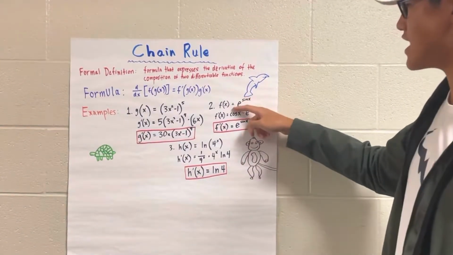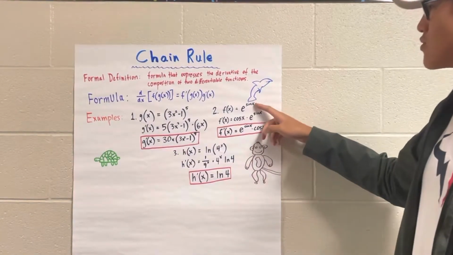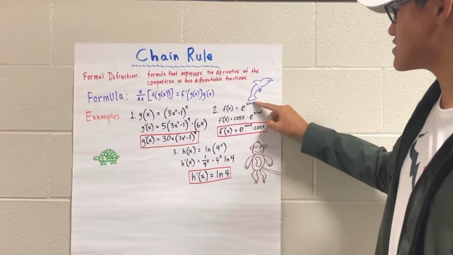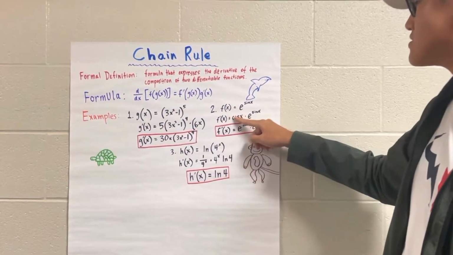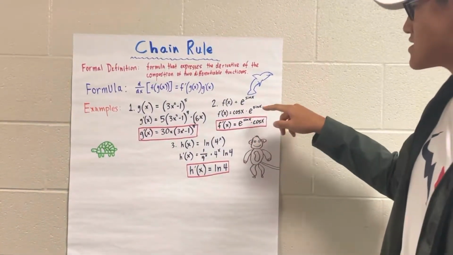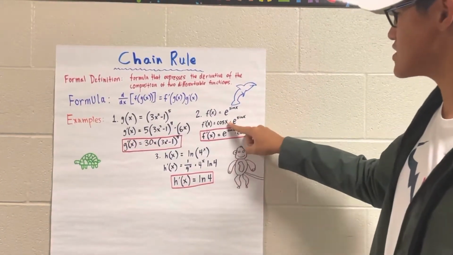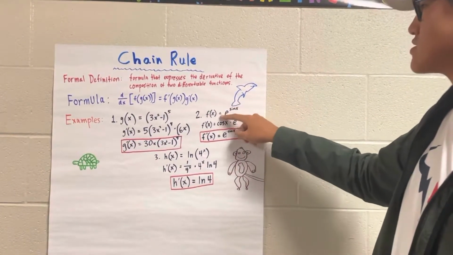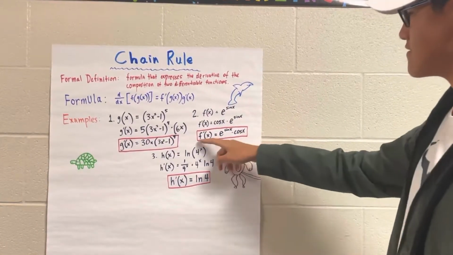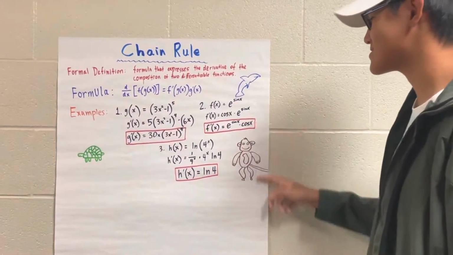For the second example, we have f of x equals e to the sine of x. So we can treat e as the outside function and sine of x as the inside function. So what we can do first is find the derivative of sine of x and put it at the front. Since we know our trig rules, it'll be cosine of x. And since the derivative of e by itself will just be e, in the end we just multiply it by e to the sine of x, which is the original function. And that leaves our f prime of x to be e to the sine of x times cosine of x.